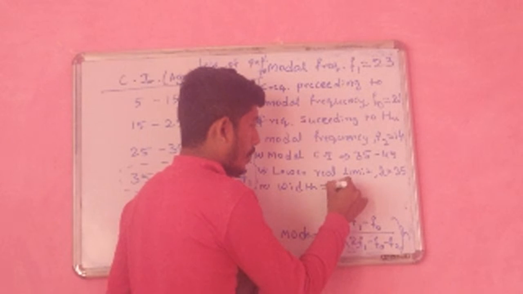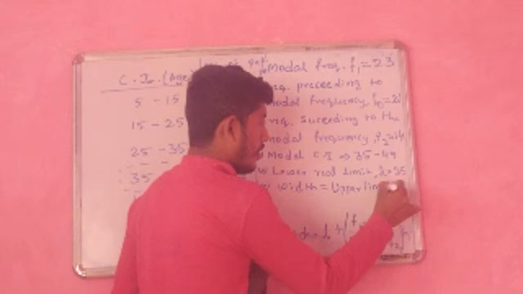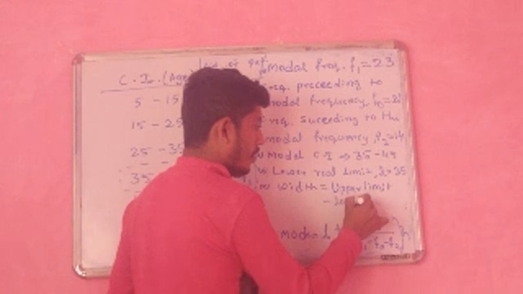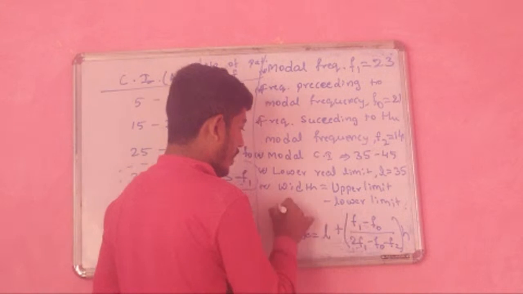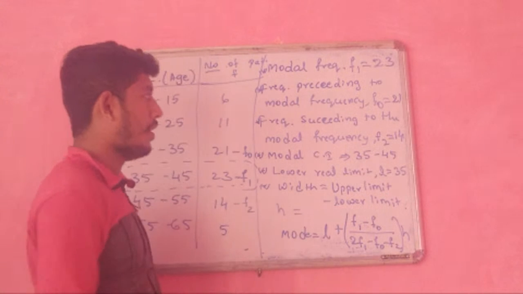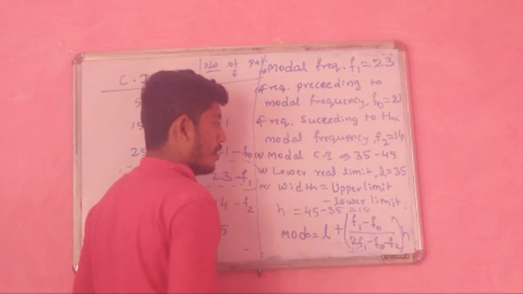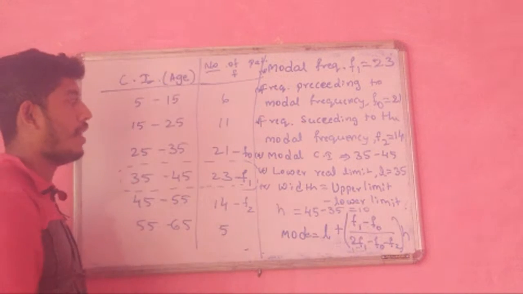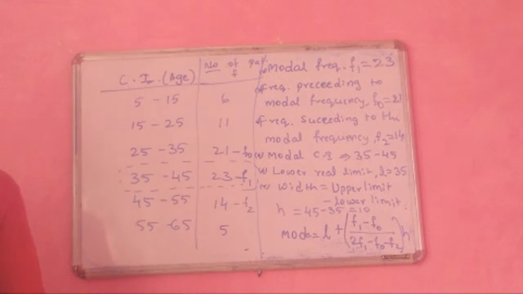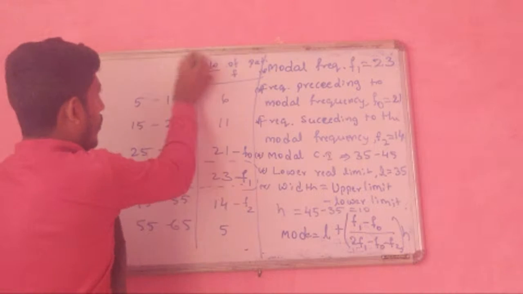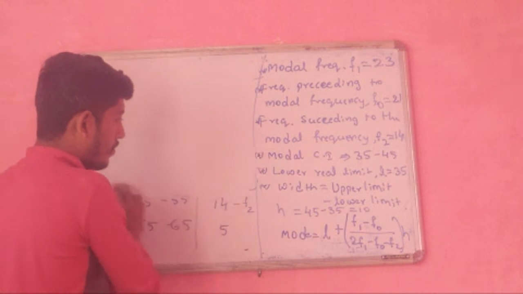So upper limit minus lower limit, that is h. Upper limit is 45 minus 35, reduce, the answer is 10. So now here we have the values. Based on these values, now we will calculate the mode of the data. So I will run the class interval tabulation.